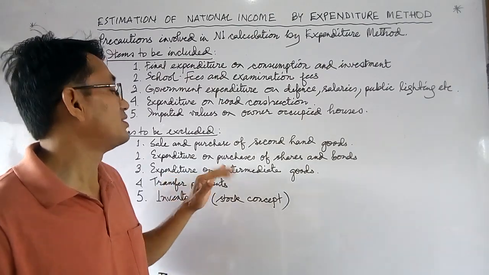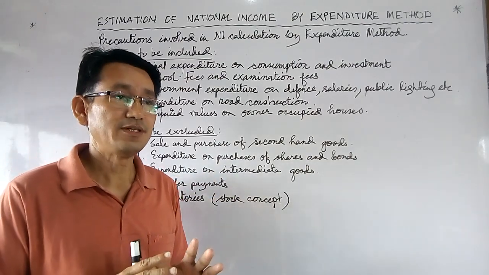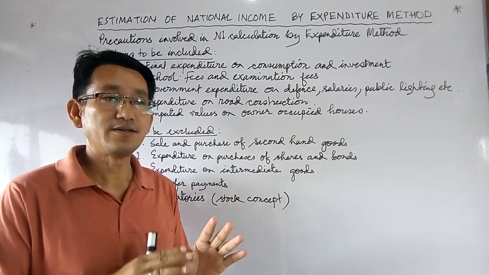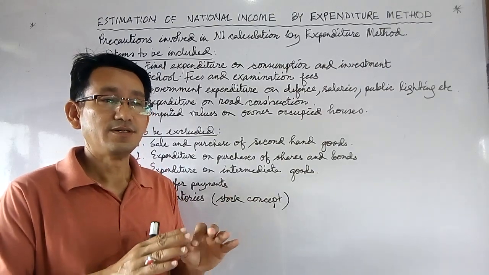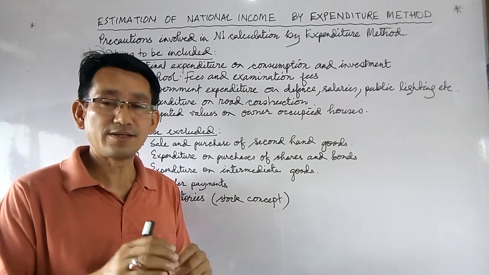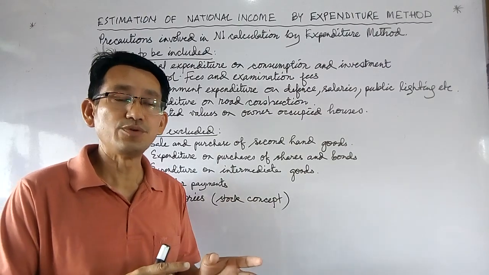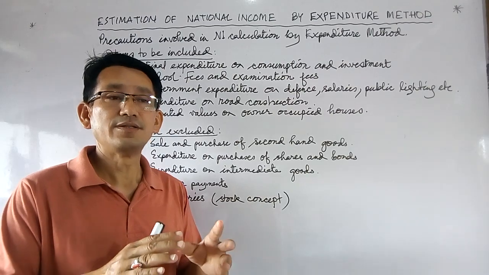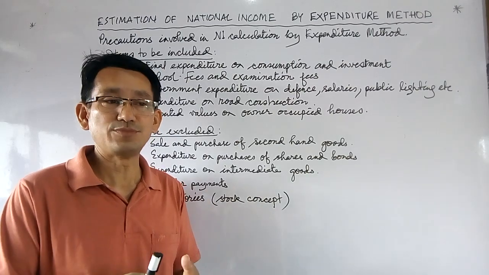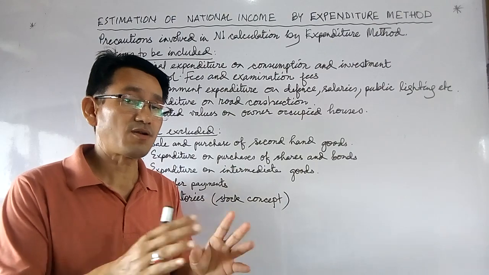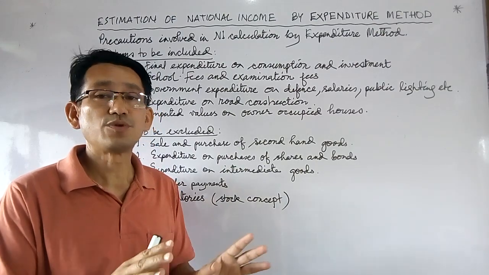Then expenditure on intermediate goods. For example, yarn or cloth used by a garment manufacturer, and vegetables used in making edible items in restaurants. These are all intermediate consumption. We should not count it.